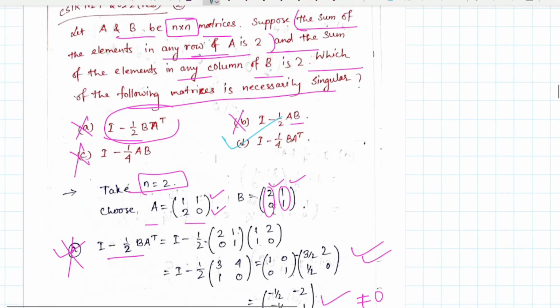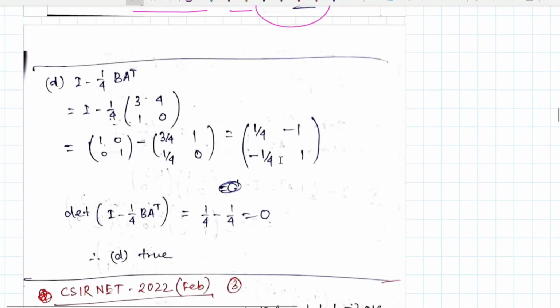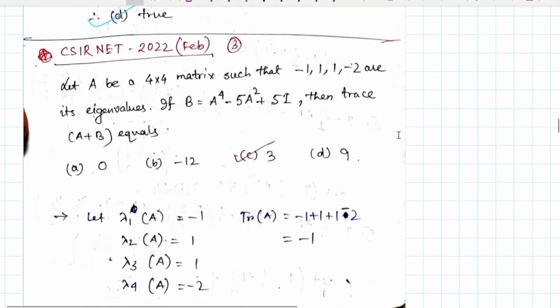And you can check: D equals I minus 1/4 B A transpose, which is equal to this one, and the determinant is equal to 0, that is, the matrix in option D is singular. Okay, so D is true here. Now go to the next question.